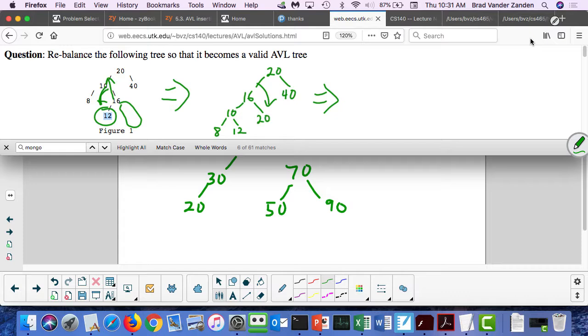If 16 had had a right child, which it did not, but let's say it did, well, then we wouldn't have had the imbalance, okay? But that subtree would have ended up going here, okay? There was no subtree, I'm just saying that's where it would have gone had one existed. Okay, so your final answer should look like that. Any questions?